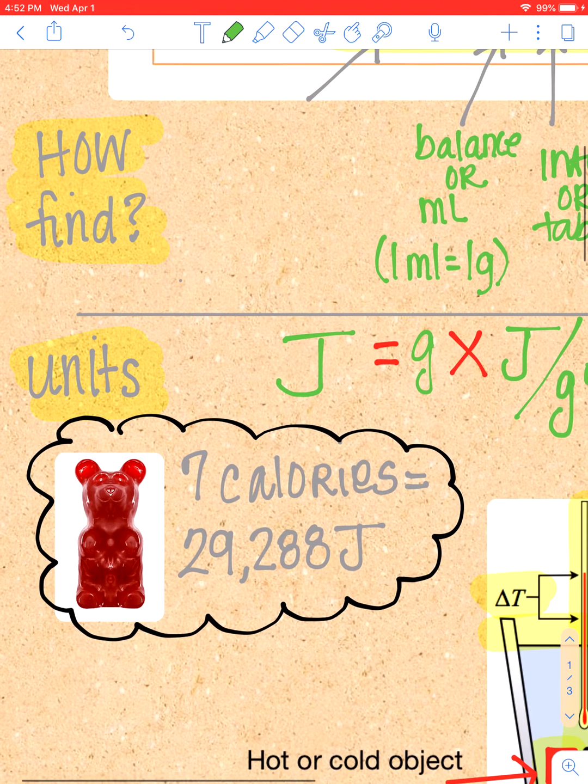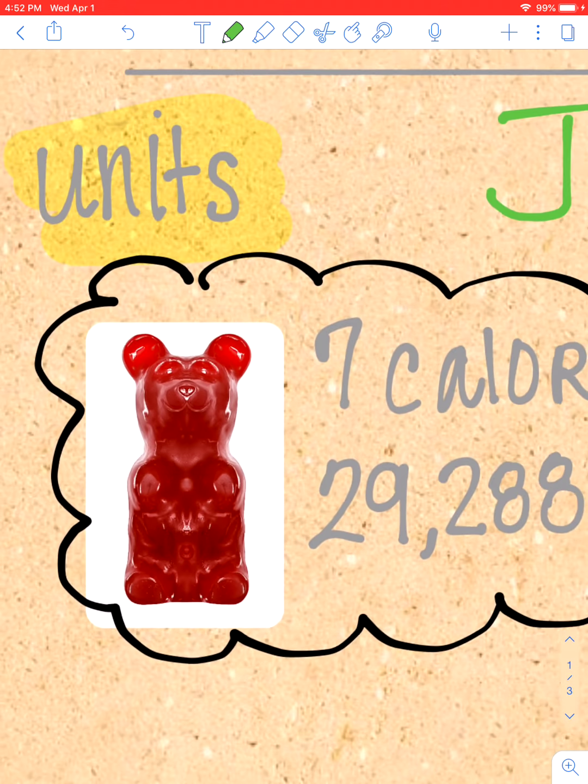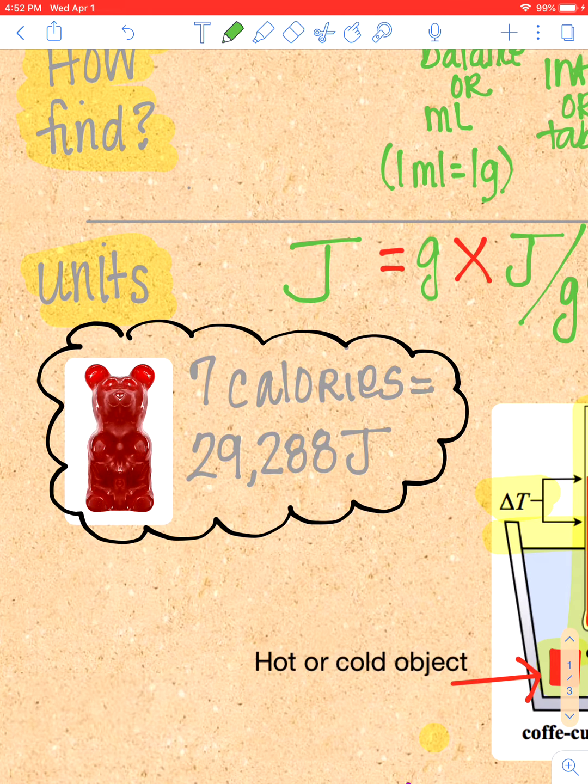And just to give you a little bit of a reference, I have this little gummy bear here, my favorite candy, and we know that 1 gummy bear has 7 food calories, and that actually equals 29,288 joules.